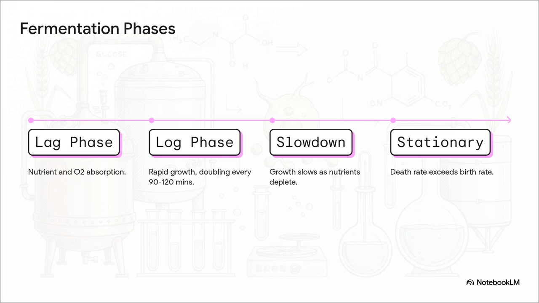Growth finally hits the brakes because fermentable sugars and FAN are running dry, while toxic alcohol levels are climbing. And finally, the stationary phase. The death rate is now outpacing the birth rate. But don't rush this. This phase is absolutely vital because it's when the surviving yeast acts like a cleanup crew, mopping up leftover nutrients and reabsorbing that diacetyl we mentioned earlier.